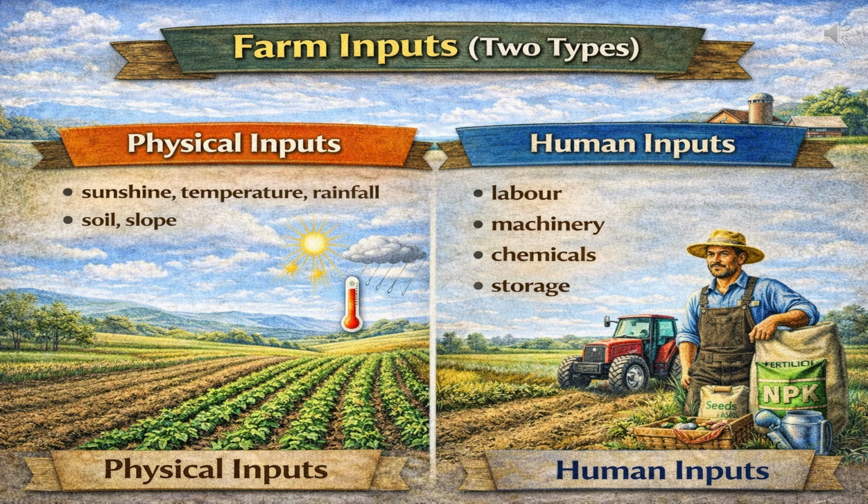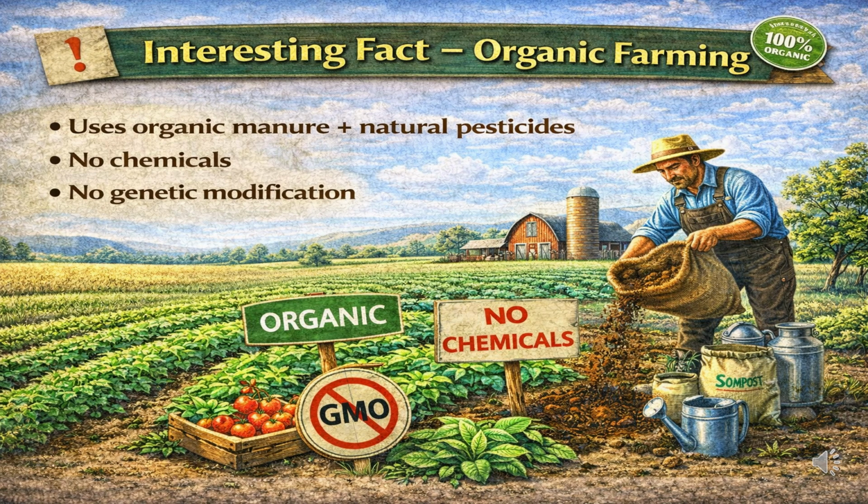Now, there is one farming method where chemicals are not used at all. Let's see that. Organic farming is a special type of farming. It uses organic manure and natural pesticides, and it avoids chemicals and genetic modification (GMO). So organic farming is considered more natural and environment-friendly.